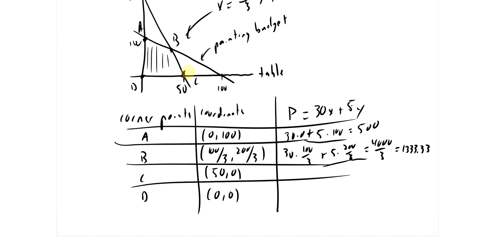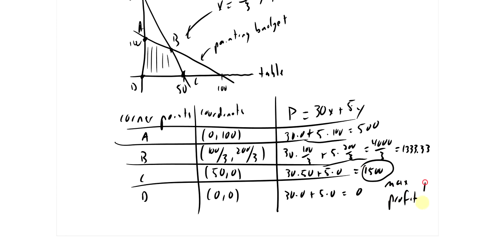How about at C? At C, he's making nothing but tables, and he's making 50 of them, and no chairs. 30 times 50, that's 1,500. And at D, he makes no tables and no chairs. Unsurprisingly, if you don't sell anything, your profit is 0. So that's a minimum profit. This, then, is the max profit. Making nothing but tables. That's what maximizes his profit.